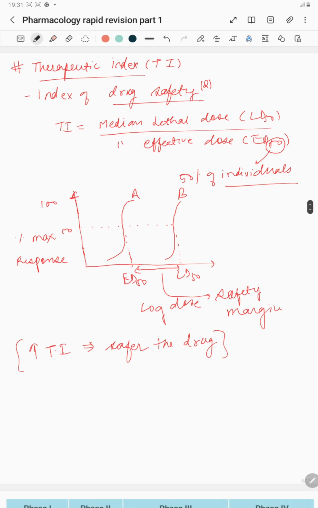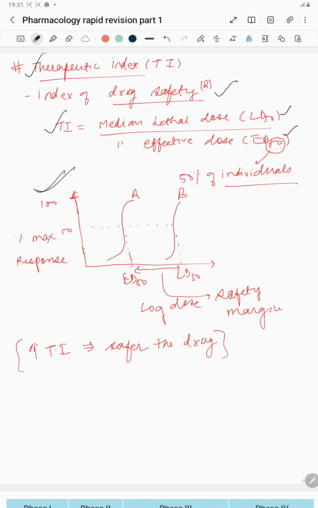Next concept is therapeutic index. So it indicates the safety level of the drug. The formula is median lethal dose upon median effective dose, LD50 upon ED50. The 50 represents 50% of the individuals.